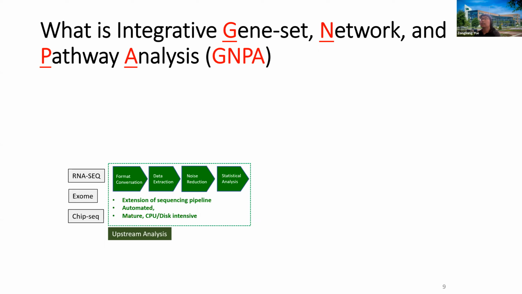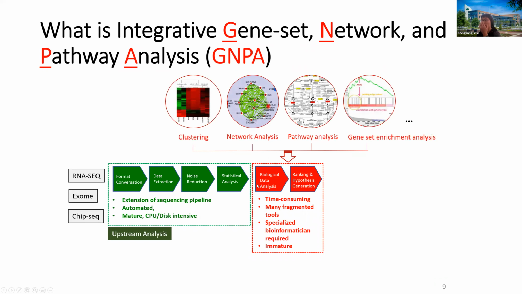Instead of using the traditional approach, we also have the integrative gene set network and pathway analysis, known as GNPA. For the upstream analysis, as you can see, usually it's a bulk analysis from RNA-seq or single cell analysis, or the exome readouts from proteomics or Tube-seq data. They do the traditional four steps and get the candidate genes or sequencing matrices here.